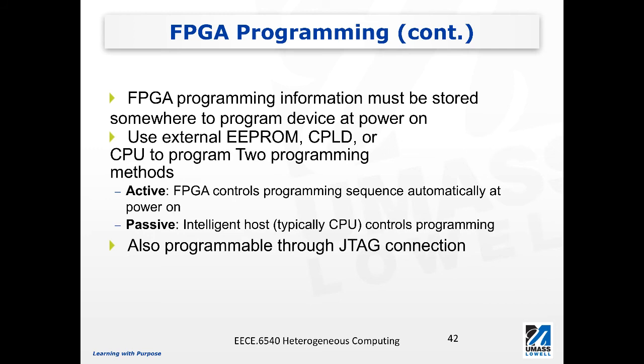There can be classified as two different programming methods, including active and passive. In the active programming methods, the FPGA controls the programming sequence, whereas in passive mode, a third-party processor, typically a CPU, will control the programming. We can also program the FPGA through JTAG connections.